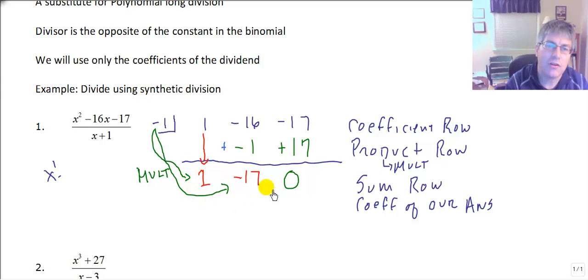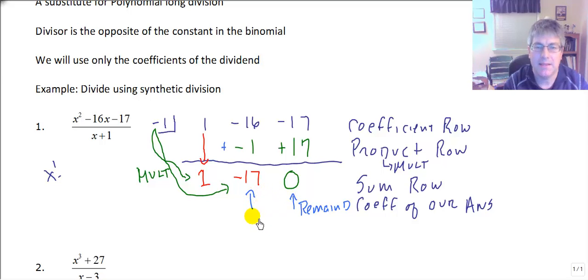So our answers are down here. And our answers will always be, this last number we get will always be our remainder. And the one immediately to the left of that will be our constant. And the one immediately to the left of that would be our x to the first power. And if we had another one here, that would be x to the second. And if we had another one here, that would be x to the third. But we don't have anything there.